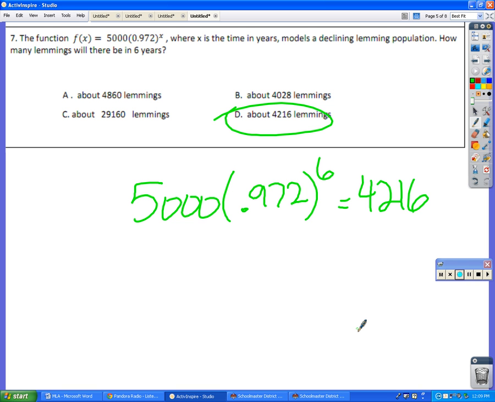Okay, did you guys understand number 7 there? No. Okay, yeah, we just plugged in 6 for x, typed it into the calculator, got the answer. Oh, gotcha. Okay? No big deal. I got that.